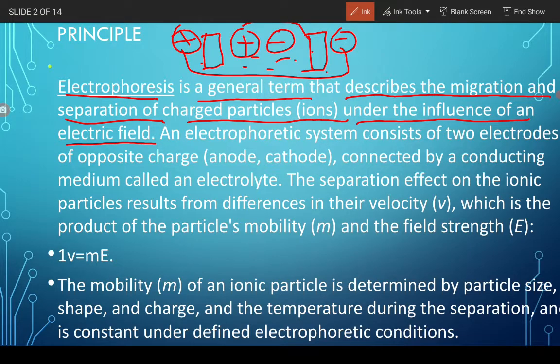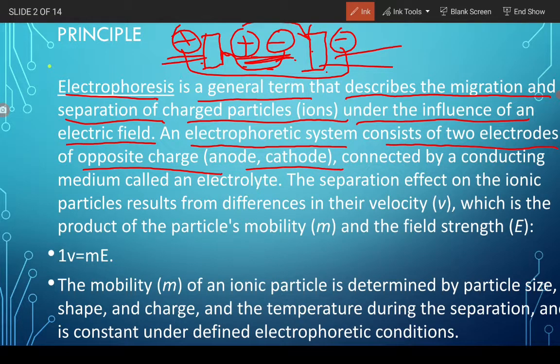The positively charged particles will move towards the negative electrode, and the negatively charged particles would move towards the positive electrode. So the migration and separation of these charged particles under the influence of an electric field is electrophoresis. An electrophoretic system consists of two electrodes of opposite charge, anode and cathode. This is the anode and this is the cathode. They are positive and negative charged electrodes connected by a conducting medium called electrolyte.